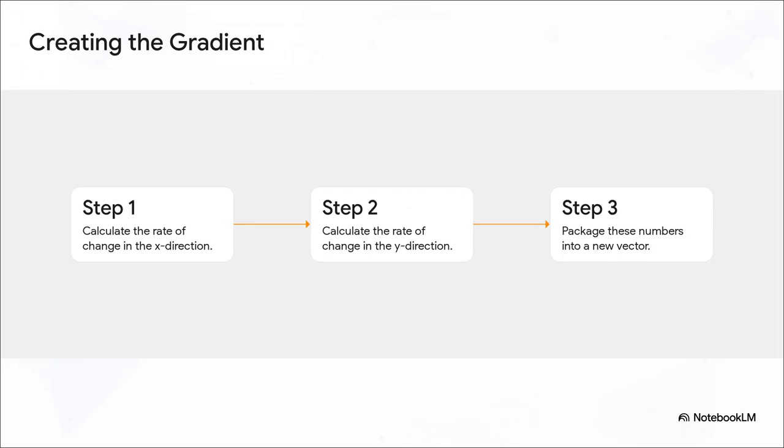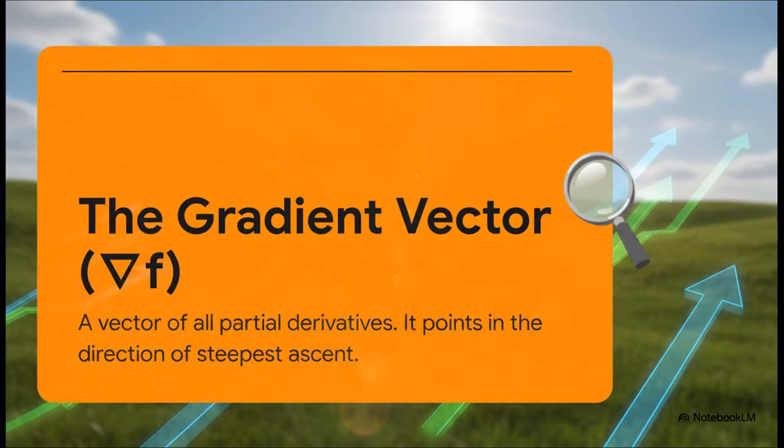The process itself is pretty simple, but the result is profound. First, we figure out the rate of change just in the x direction. That's one partial derivative. Second, we do the exact same thing for the y direction. And third, this is the key, we package those two numbers not just as a list, but into a powerful new object, a vector. And this vector has a name.